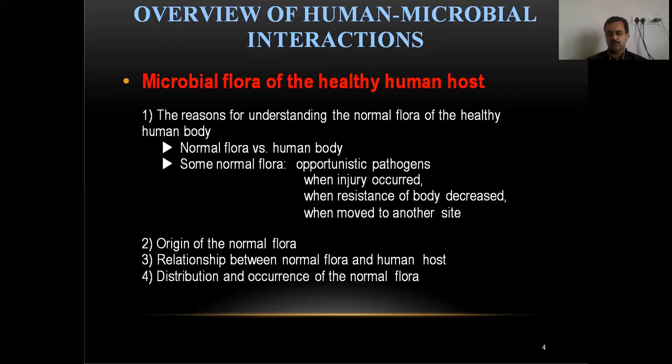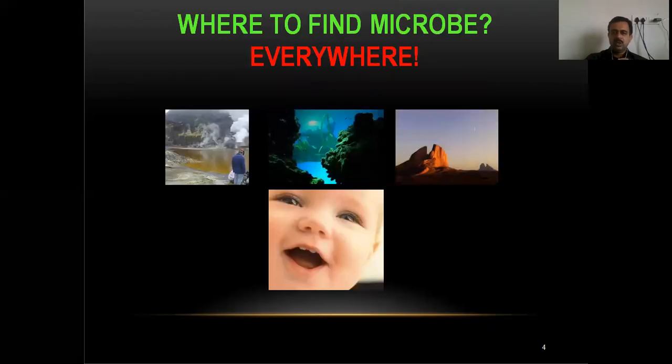Now, origin of the normal flora, the relationship between normal flora and the human host, and the distribution and occurrence of this normal flora. Now, where to find the microbes? Everywhere, of course. Microbes are present everywhere. So ultimately, inside the human body also, we can see the microbes as well.